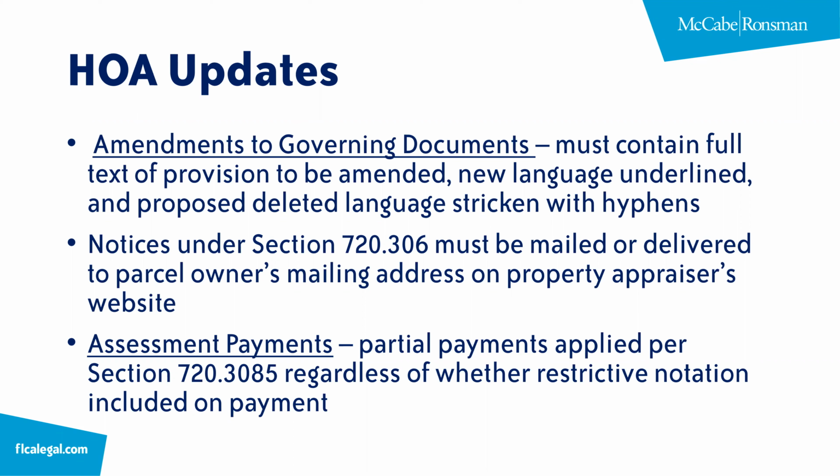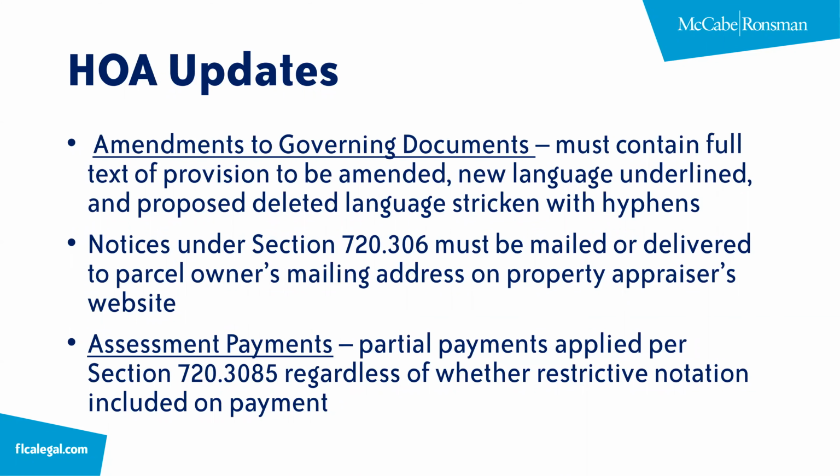If you're sending out, this is kind of a big one that if you're an HOA, you need to talk to your management company about, if you're sending out any required notice to the membership under Chapter 720.306, which is anything regarding membership meetings, you have to mail or deliver it to the parcel owner's mailing address on the property appraiser's website if that address is different from their association address.